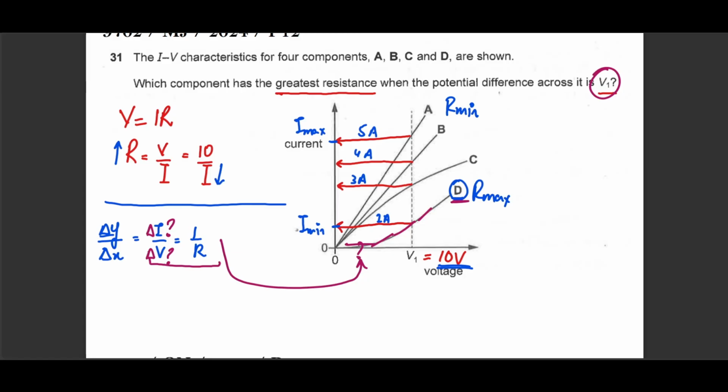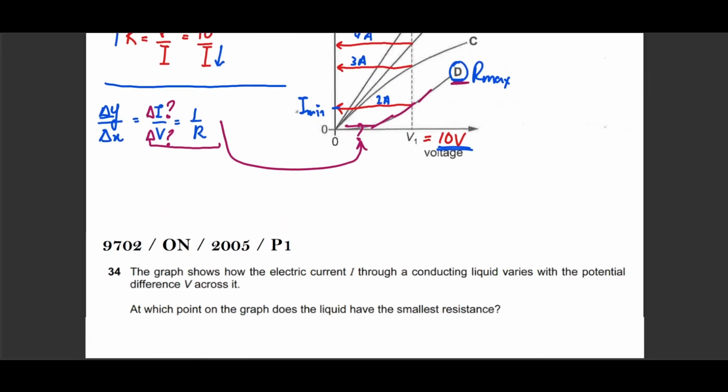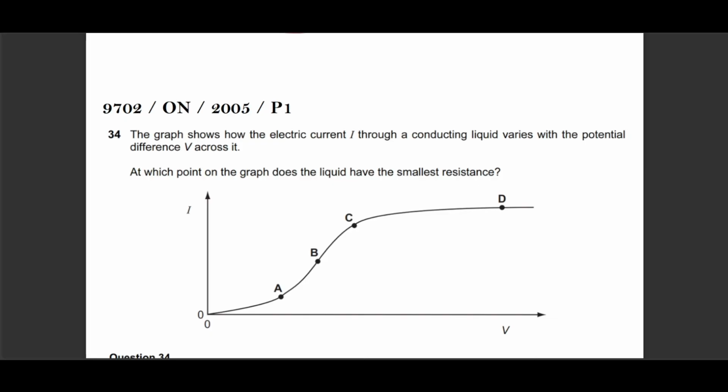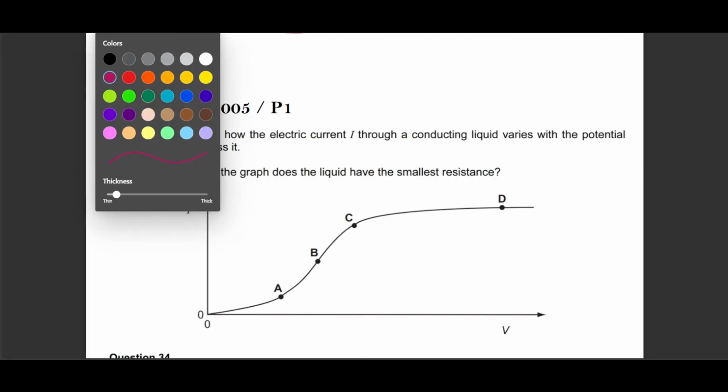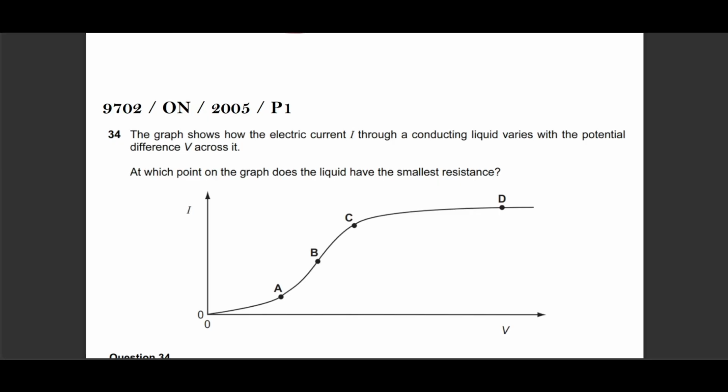So the change logic only applies for one individual component when you're talking about it. A similar question you will find in October-November 2005 P1 question number 34. It also puzzled the student at that point as well. But in this question, the question is a bit different. He's asking you about the smallest resistance.